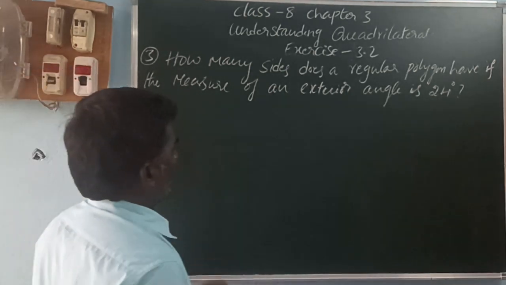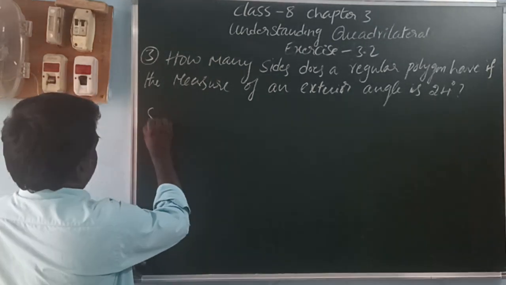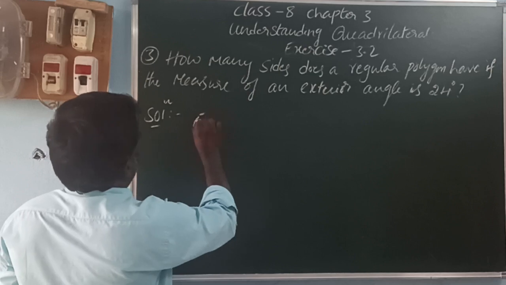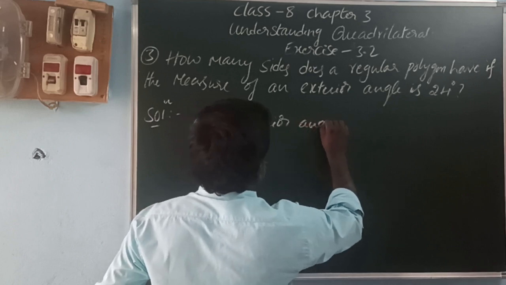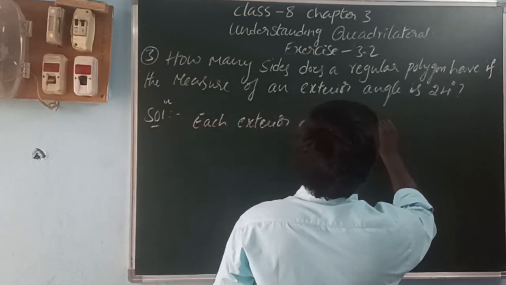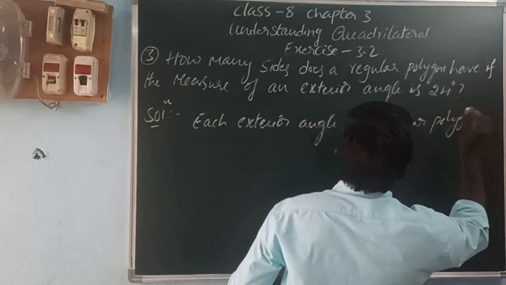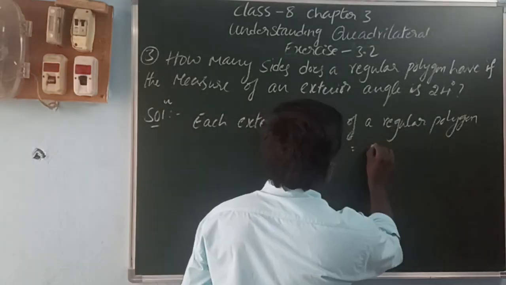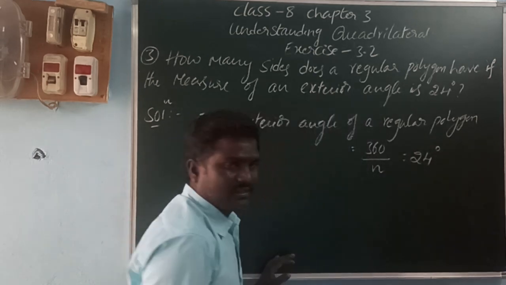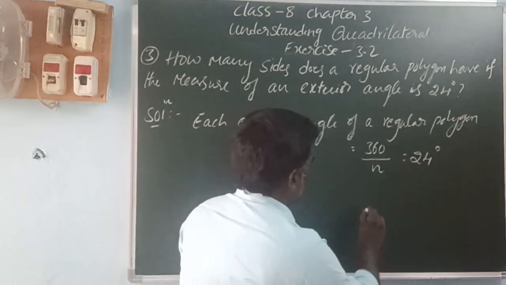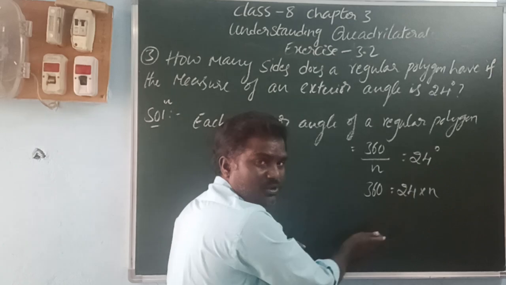Next: how many sides does a regular polygon have if the measure of an exterior angle is 24 degrees? So here, we know that each exterior angle of a regular polygon is 360 by n. But in the question, they give how much? 24. So n is dividing, so it goes to the other side as a multiple. So 360 is equal to 24 into n. The 24 multiple comes to the left side and divides.